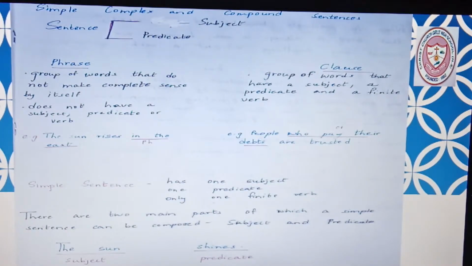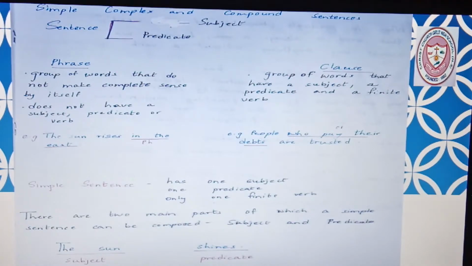Phrases are groups of words that do not make complete meaning by themselves, but when they are put inside a sentence, they do make complete sense. It's a part of a sentence. This particular part of a sentence, the phrase, does not have a subject, nor does it have a predicate or a verb.